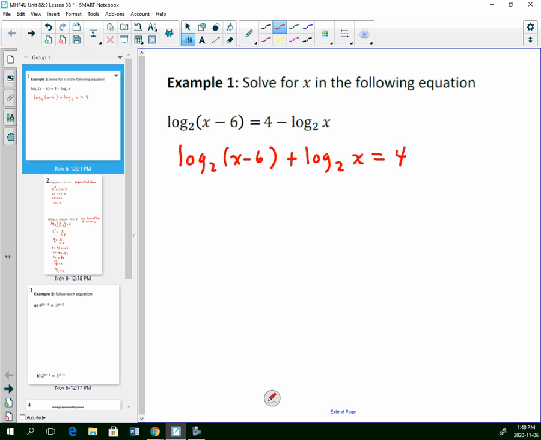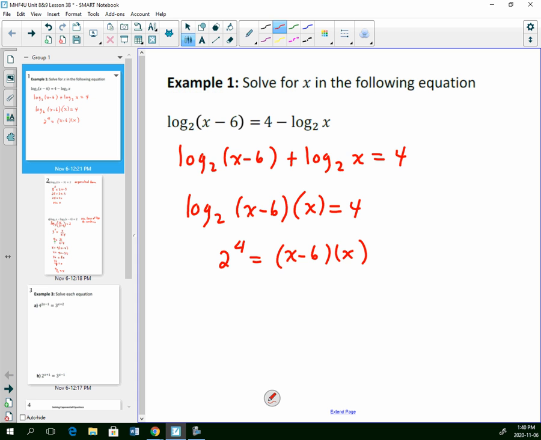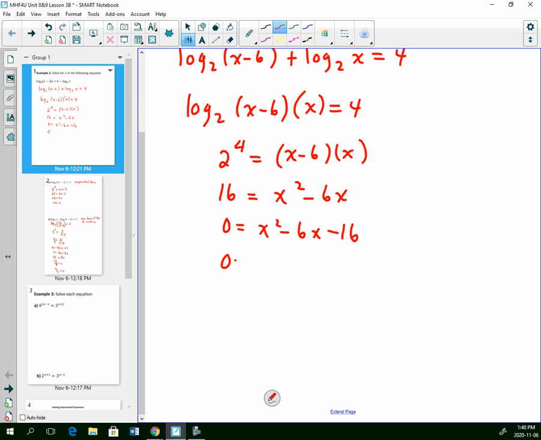We're going to switch addition to multiplication, so that we have 1 log, and then we can put it in exponential form. And then we just have to solve. So 2 to the power 4 is 16. On the right side, I get x squared minus 6x. Since we are solving, we need to get everything on one side because it is a quadratic, and then we should be able to factor it. So 8 twos are 16. It has to be minus 6, so minus 8 plus 2.